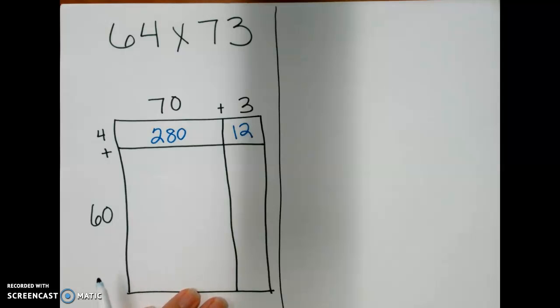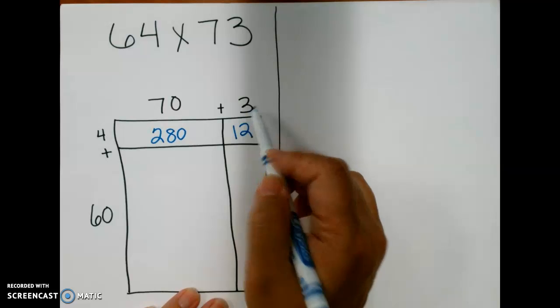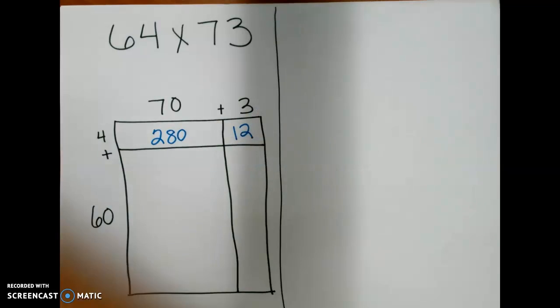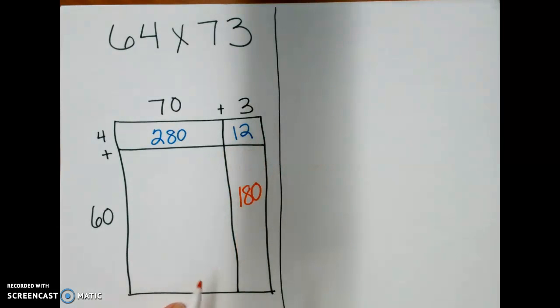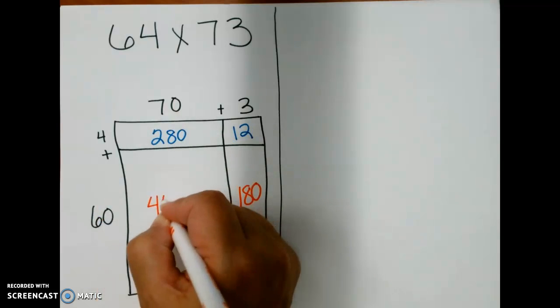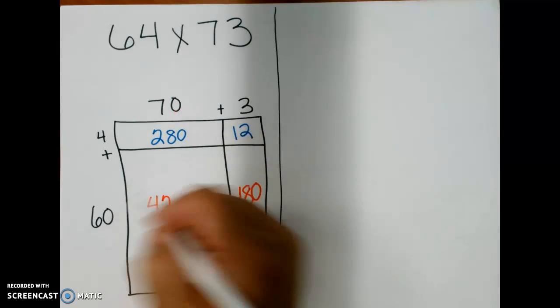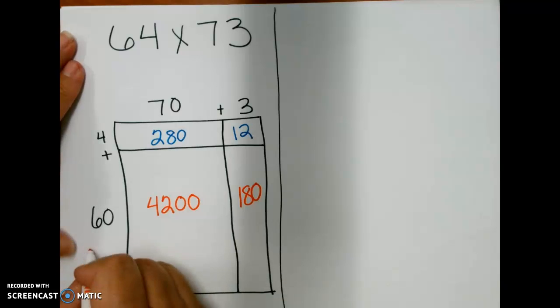Okay, now I'm going to multiply my 60 times 3, and that will give me 180. And then I'm going to multiply 60 times 70. Well, 6 times 7 is 42. And then because these are both multiples of 10, 10 times 10 is 100. So we have 4,200.